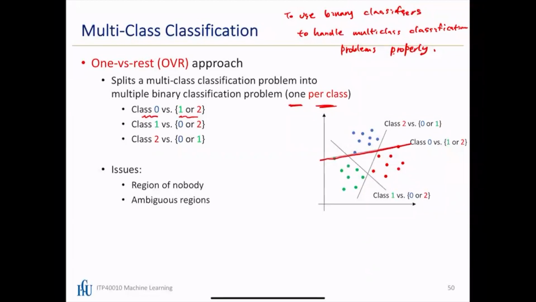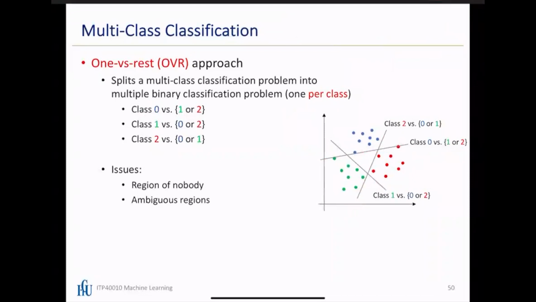The second model, this guy, classifies class 1 versus class 0 or 2. So you want to draw this line. And the third model determines between class 2 versus class 0 or 1. So if you have this set of classifiers, you can easily make a multi-class decision.